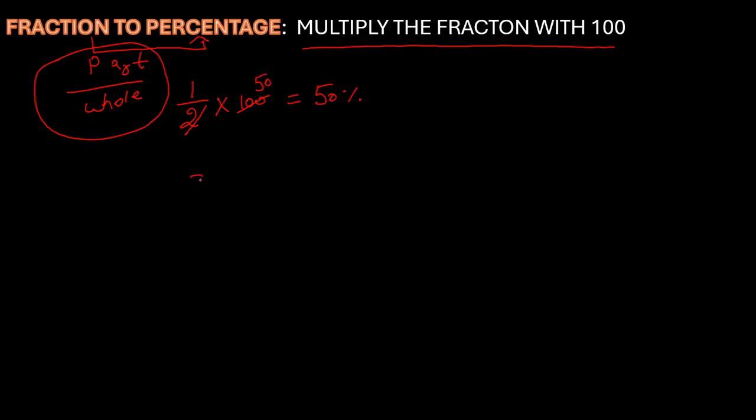Let us take another example, that is 3 by 4. Suppose 3 by 4 is a fraction, and in order to convert this fraction into percentage, I multiply this fraction with 100, and this gives me, after cancellations, 4 into 25, and this gives me 75%. So this is how we convert a fraction into percentage. As a simple and basic exercise, let us try and find all the percentage values of the fractions from 1 to 1 by 10.